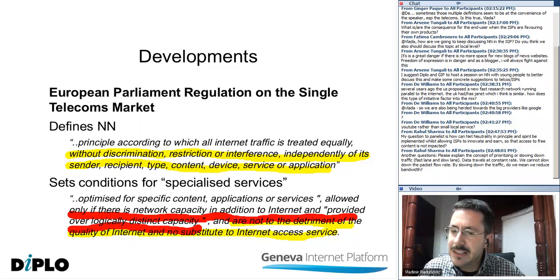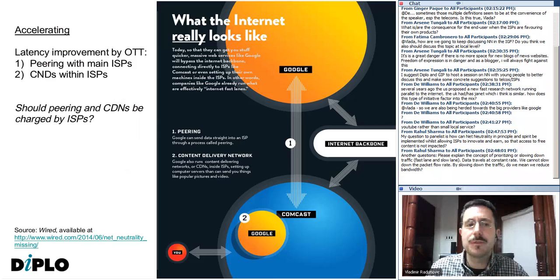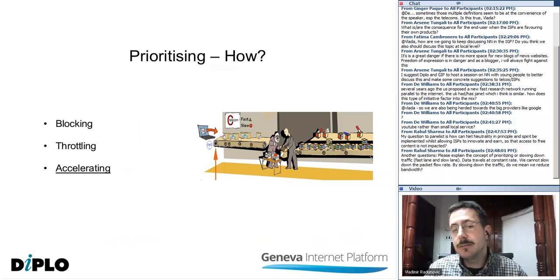Data travels at constant rate. We cannot slow down the package flow rate by slowing down the traffic. We need to reduce bandwidth. I'll get back to, yes, reduction of the bandwidth, and in a way, prioritizing the packages.